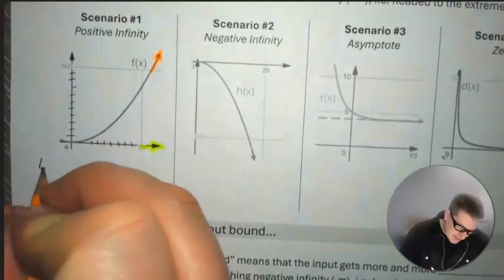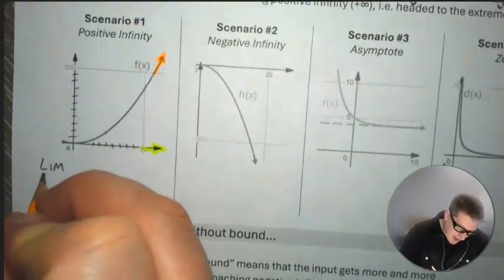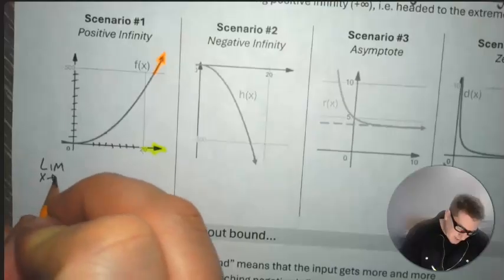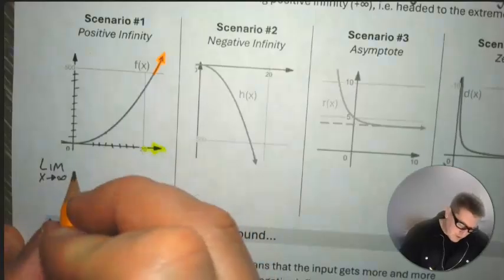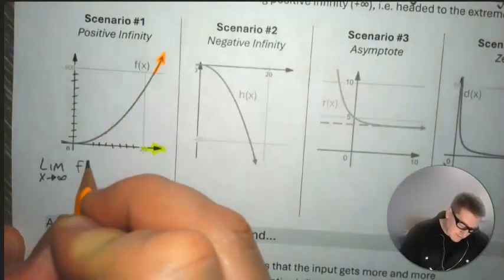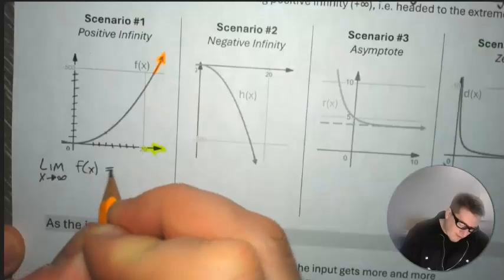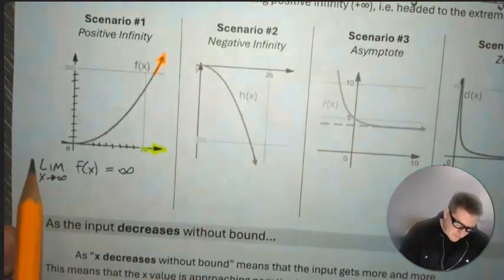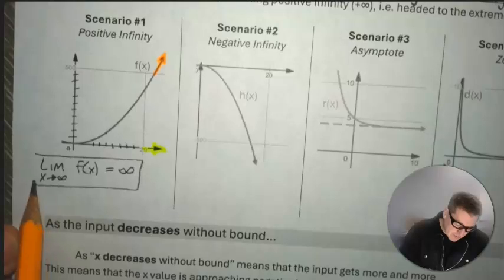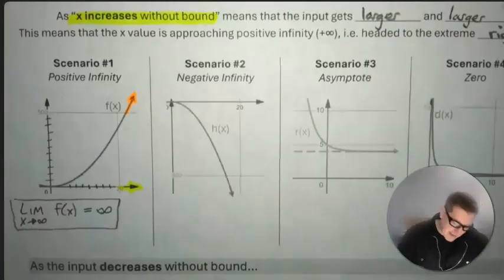So the way I would write this, and let me zoom in here so that y'all can get it: I'm going to write that the limit as x approaches infinity, that means I'm going to the extreme right, of the function f of x, my y value is also headed toward infinity. And that is how we write the limit. Let's take a look at the next scenario.